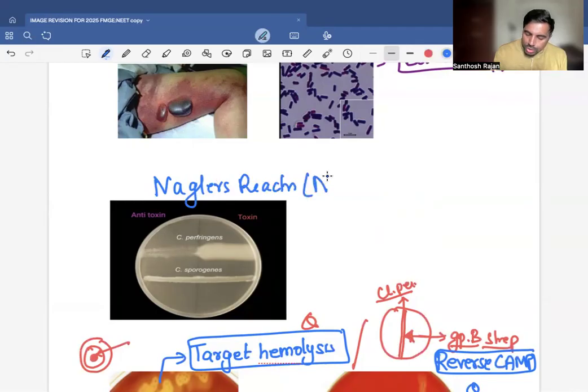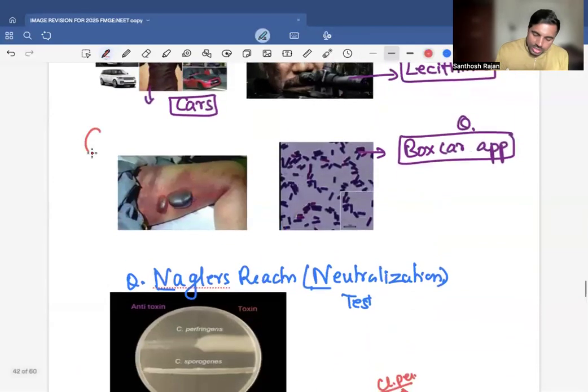And here this is the Nagler's reaction, which is to detect the toxin. It's a type of neutralization. N for N: neutralization, Nagler's. Neutralization of toxin by antitoxin. Okay, neutralization test. Also a question, another important question. Box, Clostridium perfringens, and of course the disease is gas gangrene.